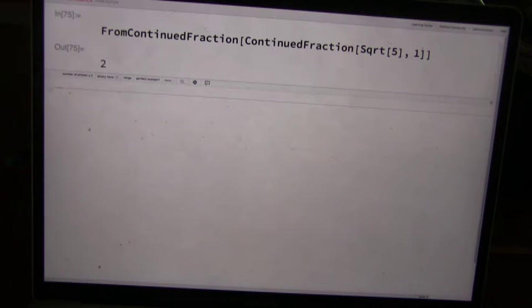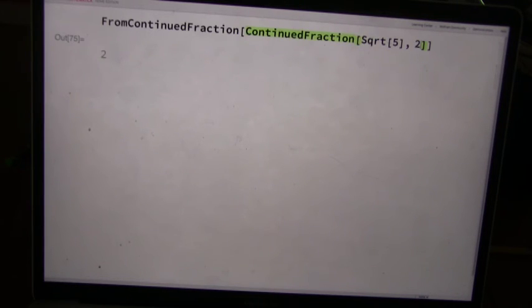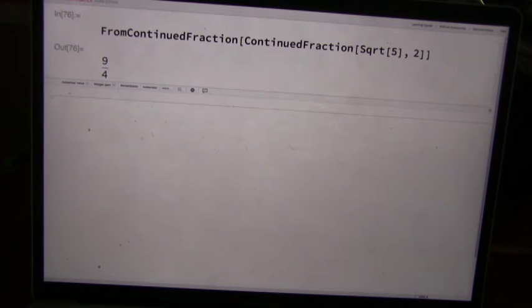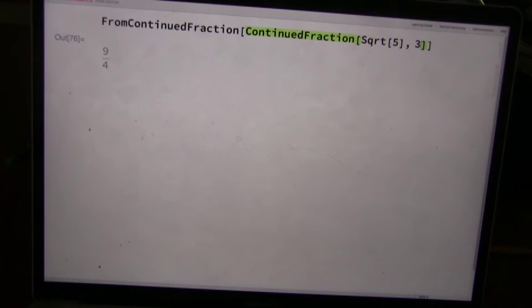The second approximation, what would you guess that's going to be? 9 fourths. And remember, this would be 2 plus 1 over 4. Is that 9/4? That is. Okay. And the next approximation to the square root of 5 we expect to see is 38 over 17.